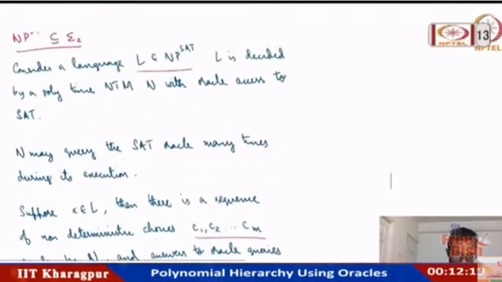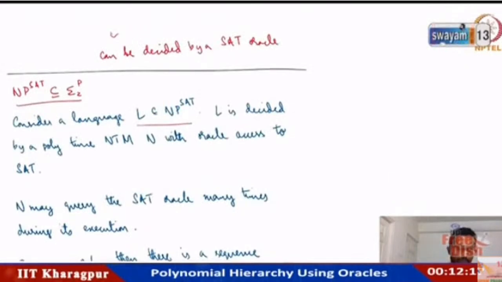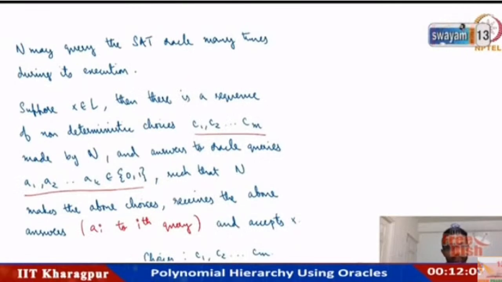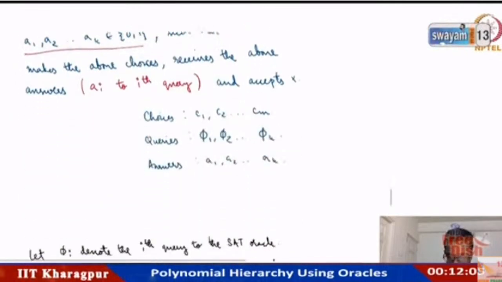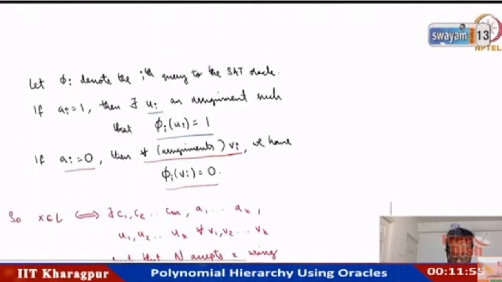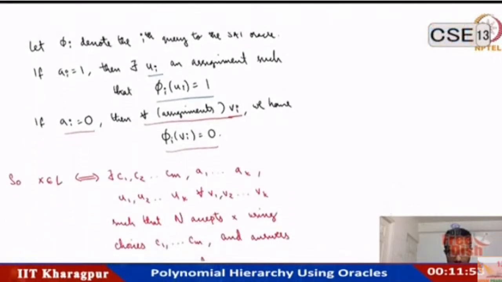Again, what was the goal here? The goal was to show that L is in sigma 2. We started by saying L is in NP with access to a SAT oracle, which means it makes non-deterministic choices and gets yes-no answers. We are trying to interpret what these yes-no answers are. If it's a yes answer, there is a satisfying assignment to the query. If it's a no answer, there is no satisfying assignment to the query, and that's where we are now.